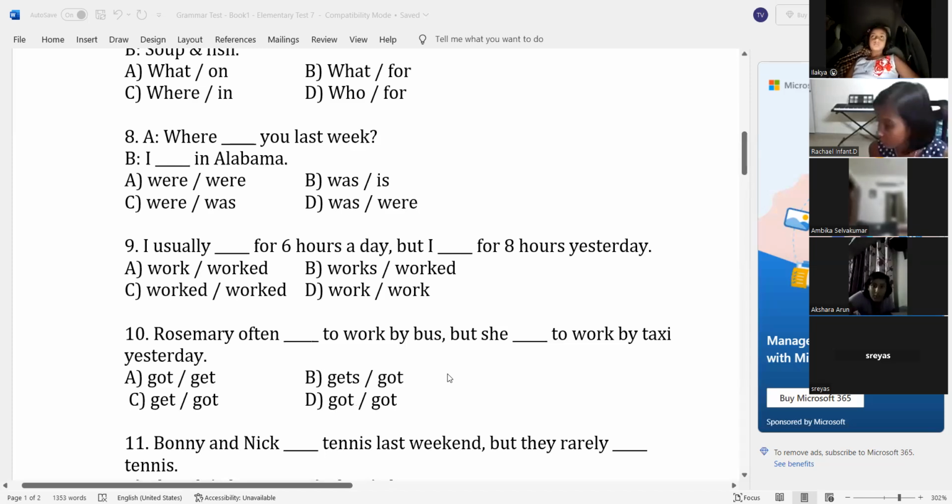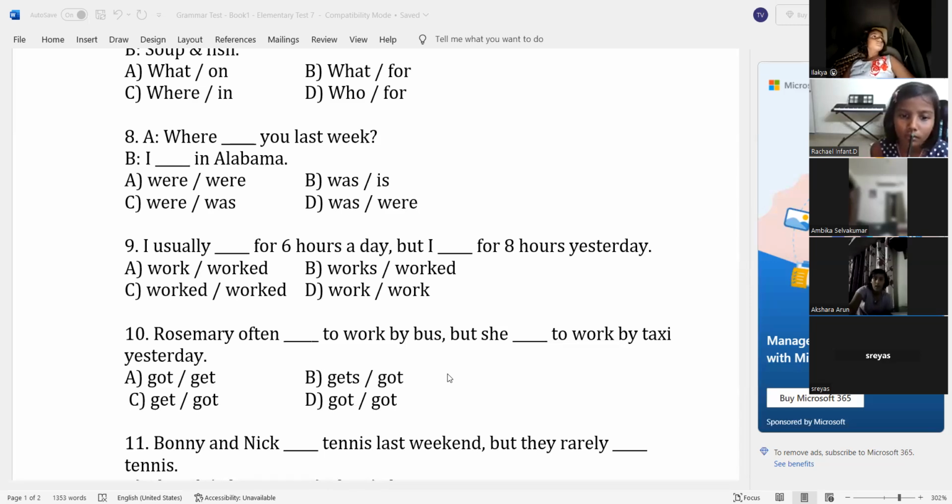Rosemary often gets to work by bus, but she got to work by taxi yesterday. Rachel, number 10. D for dog. You missed it. Rosemary is one girl. One girl, often. So what is the answer for 10? Sugan, what is the answer for the 10th one? Can you tell me? Rosemary often. Ilakia, B. Sir, B.